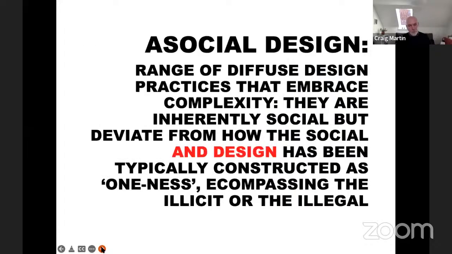So what I'm talking about here is really a definition of asocial design as a range of design practices that embrace complexity. So that is forms of design practice that are inherently social, but deviate from how the social and design, importantly, has been typically constructed as oneness. Rather, we need to encompass things that maybe fall outwith those types of oneness aspects. So those forms of design we might think as abnormal, or even forms of design we might think of as illicit or even illegal. So this leads me then just a couple of slides, and then I'll talk briefly about one of the case studies before I'll finish in the next 10 minutes or so.